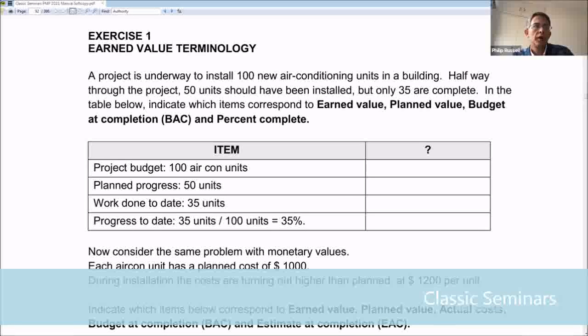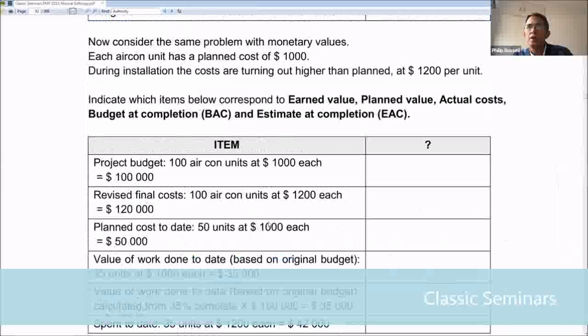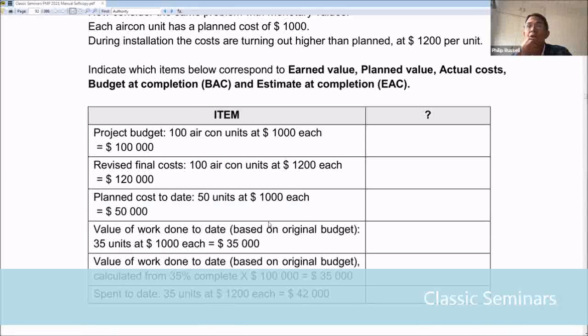Good job. Right, so let's go on to the next one below this, which is slightly more advanced than the previous idea. So indicate which items below correspond to earned value, planned value, actual costs, budgeted completion, and estimate at completion. You'll notice that there are 5 of those items. And if you count the cells in the table, there are 6 cells, which means one of those items you're going to put down twice. You pick which item it is that you're going to put in twice. Okay, but let's go over that.